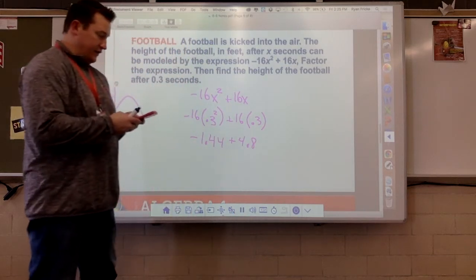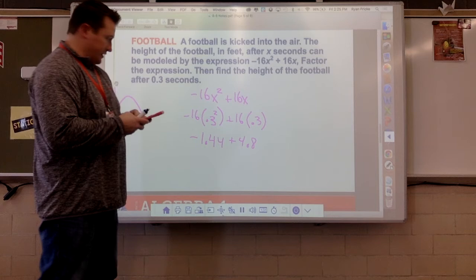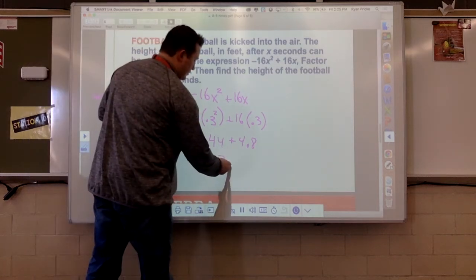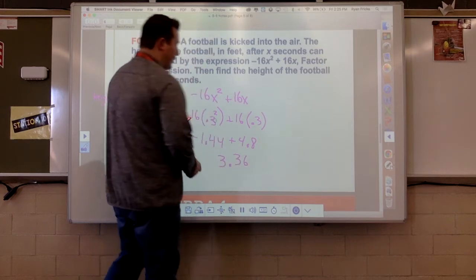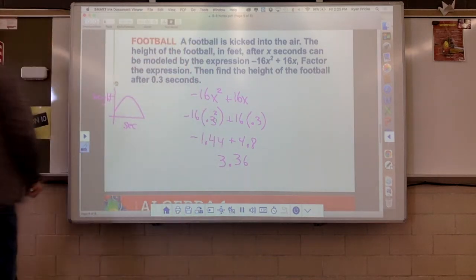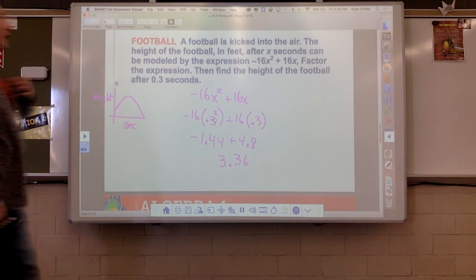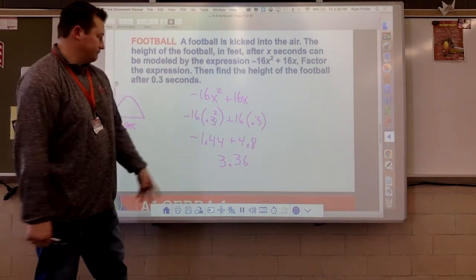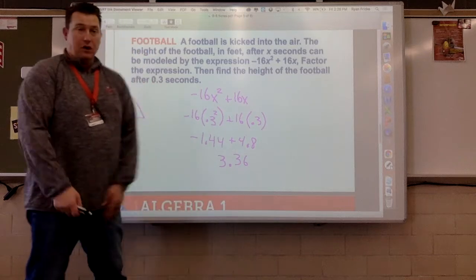All right, add those two together. Plus negative 1.44. 3. Okay. So guys, there is the height of our football after 3/10 of a second. 3.36 feet. Okay.